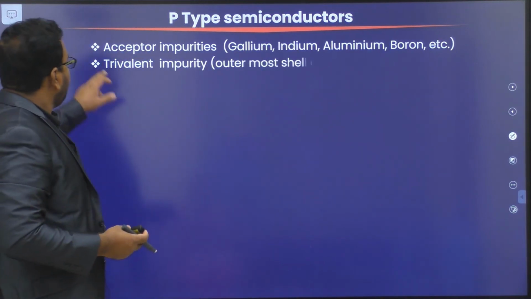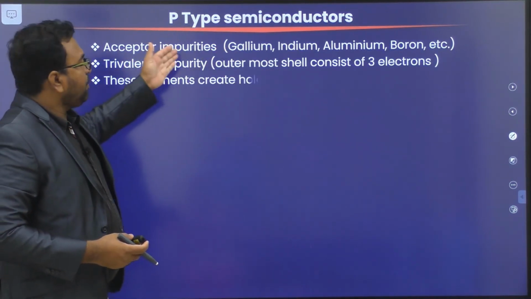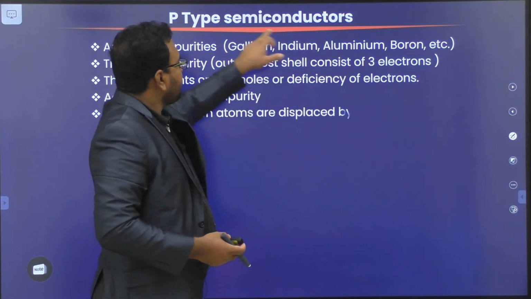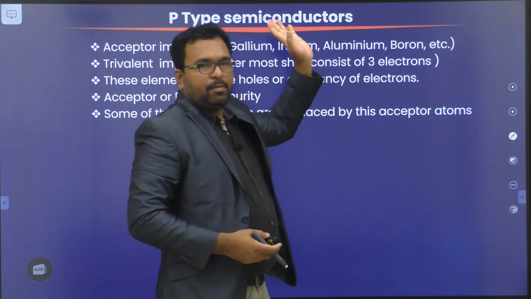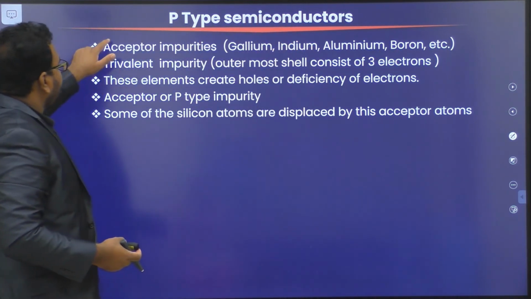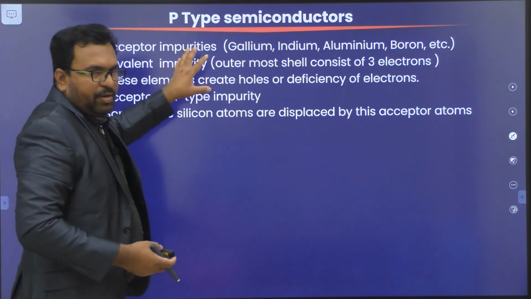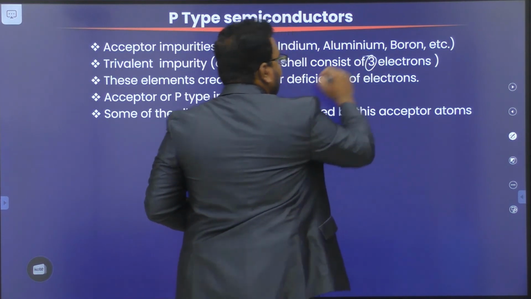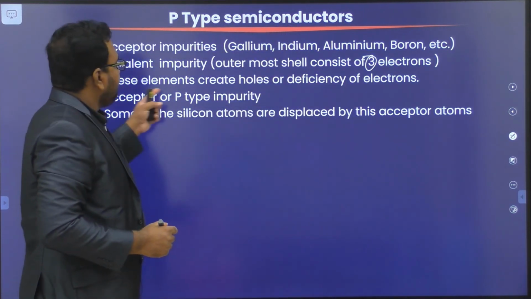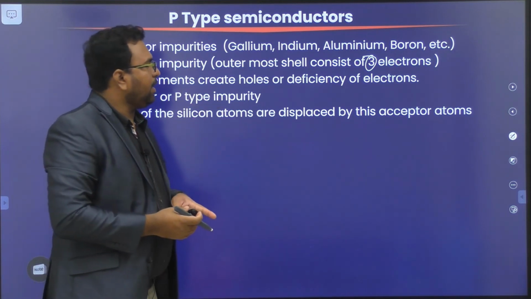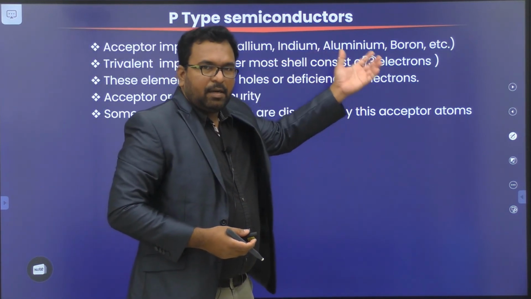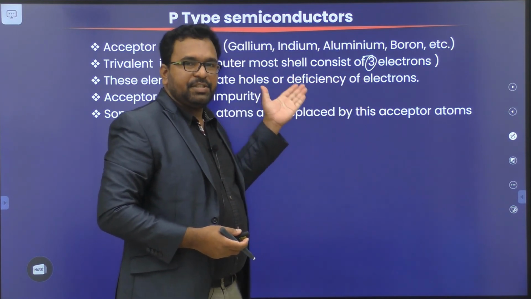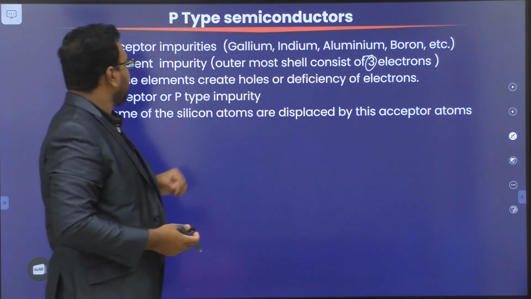We are going to add acceptor impurities. Examples of acceptor impurities are gallium, indium, aluminium, boron, etc., which belong to the 13th group in the periodic table. We are going to call acceptor atoms trivalent impurities because the outermost shell contains only 3 electrons. These elements create holes because one electron is absent. That absence of electrons, or the deficiency of electrons, we are going to call holes.